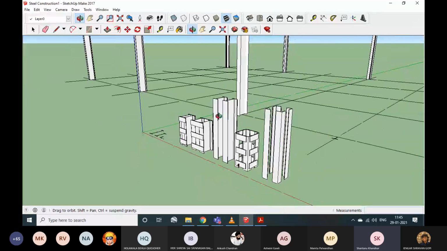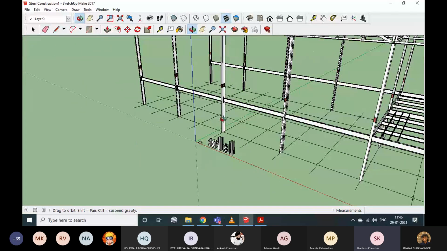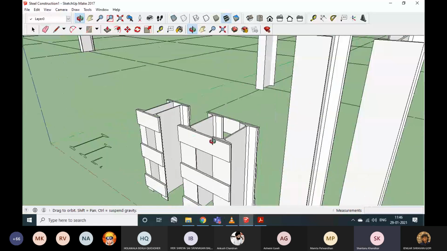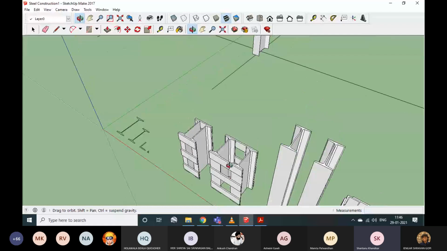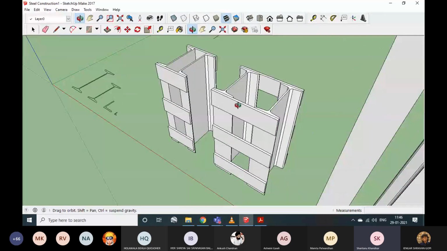For example, if you feel like having a column like this is too much of a wastage, you may go for something like this, which is a composite column. So you can see what is happening here. You've got two different I sections connected together by means of these plates. Okay, so these are called bracing. I'm sorry, these are ledges. So you can place them like this and you can connect them like that.